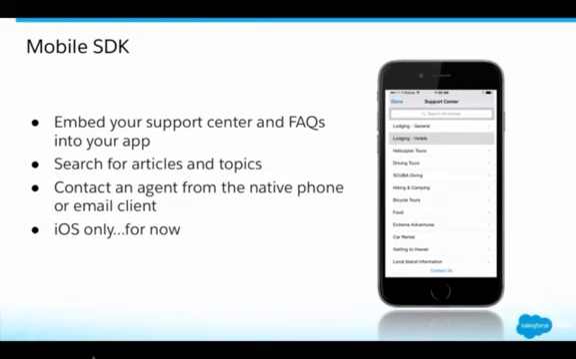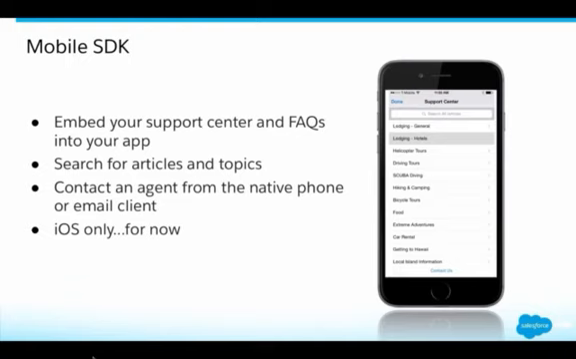So you can see here, it looks like a FAQ or help center for a customer. This is our example, Aloha Adventures. So these are all the topics. You can do a lot of things in the SDK. One of them is searching for articles and topics. You can contact an agent from the native phone, so either the iOS or Android phone client. But for now, we're only in the pilot for iOS. Android is going to be later on.